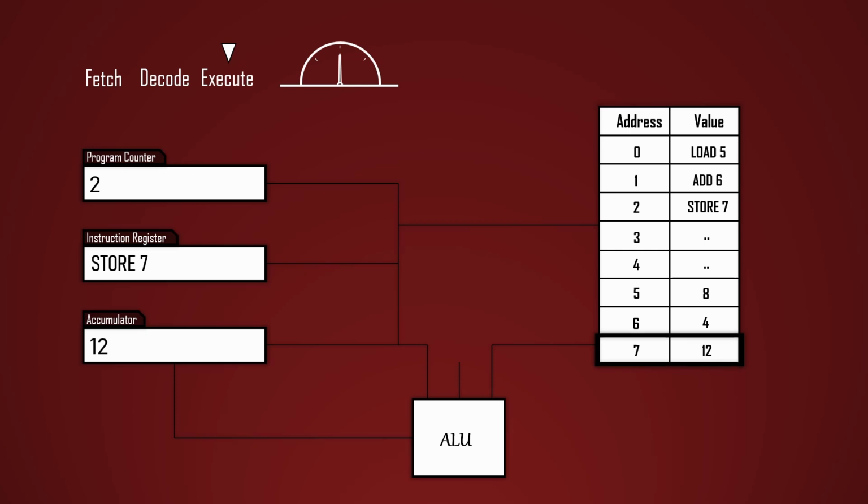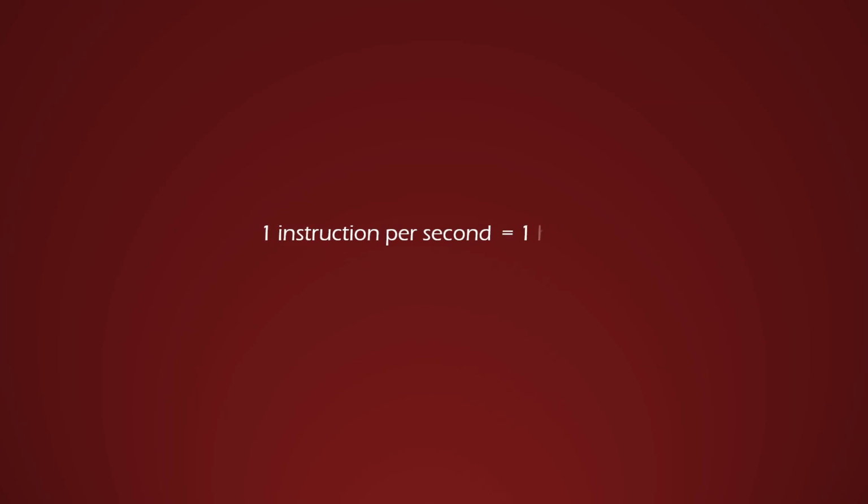Since the instructions are executed at every tick of the clock, and if the clock ticks every second, we say that the processor has a speed of 1 instruction per second, otherwise known as 1 Hz. Modern day processors have very high speeds in the order of gigahertz, which is a billion instructions per second. Otherwise, you would have ended up with crappy animation like this.